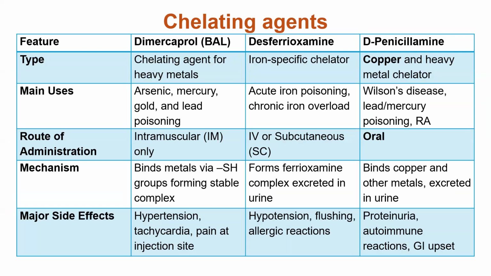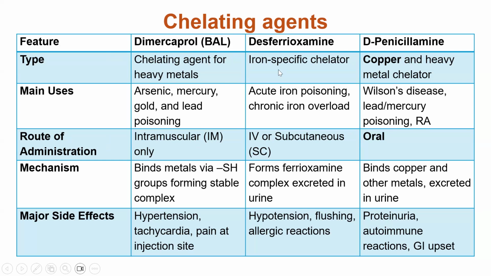Coming to chelating agents. These are repeatedly asked. Iron chelators, D-penicillamine, dimercaprol. Remember another name for dimercaprol: British anti-lewisite. Dimercaprol is used in arsenic, mercury, gold, and lead poisoning. D-penicillamine is used in Wilson's disease, lead, mercury poisoning, and rheumatoid arthritis.